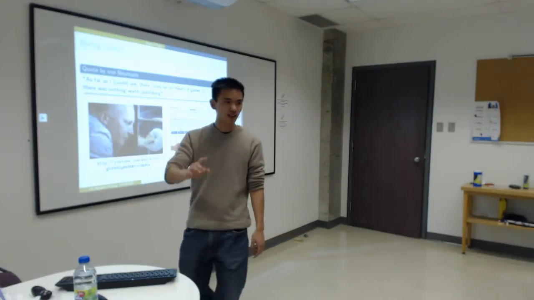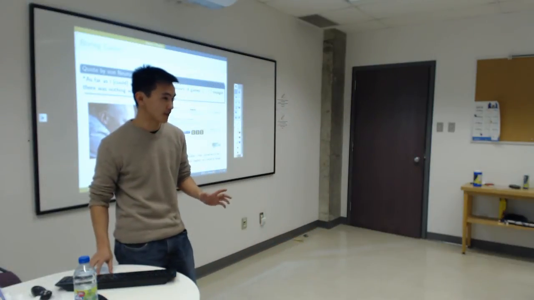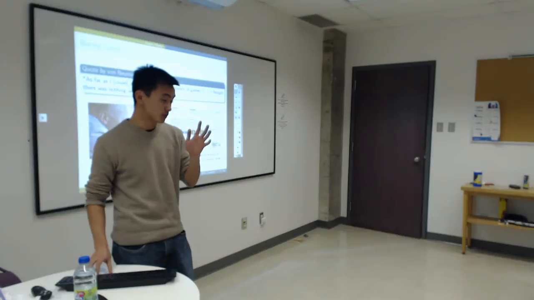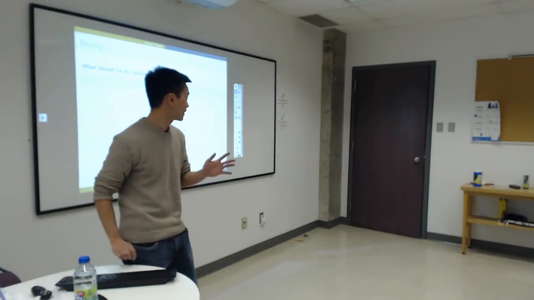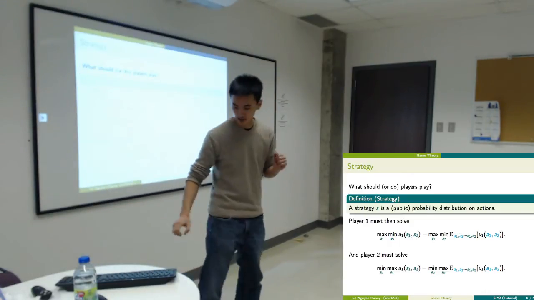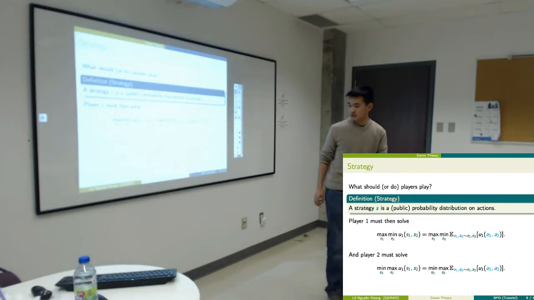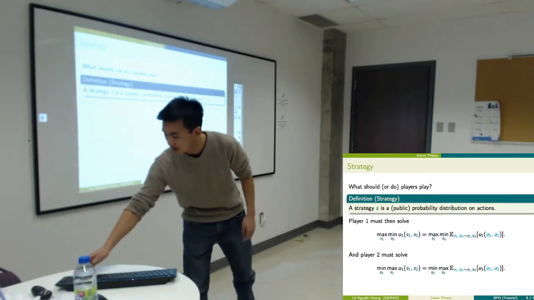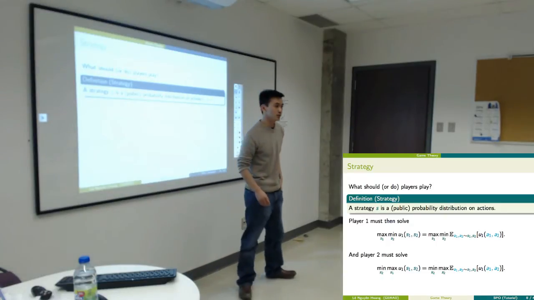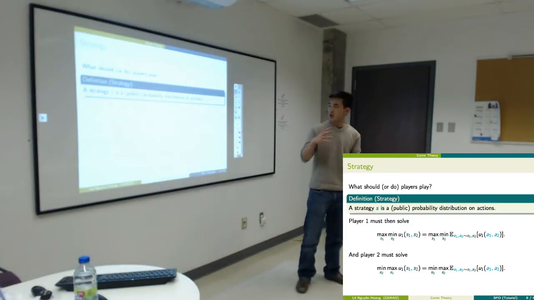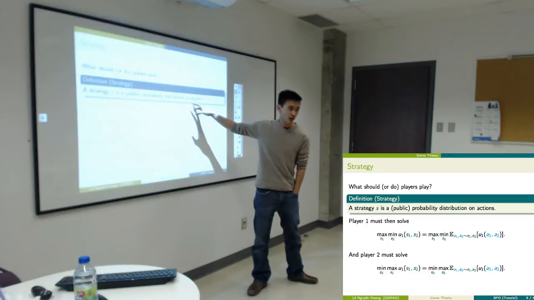And this is the key idea of John von Neumann, actually. The idea that we actually play randomly. The idea of probabilities. So strategy, according to John von Neumann, is a probability distribution on actions.